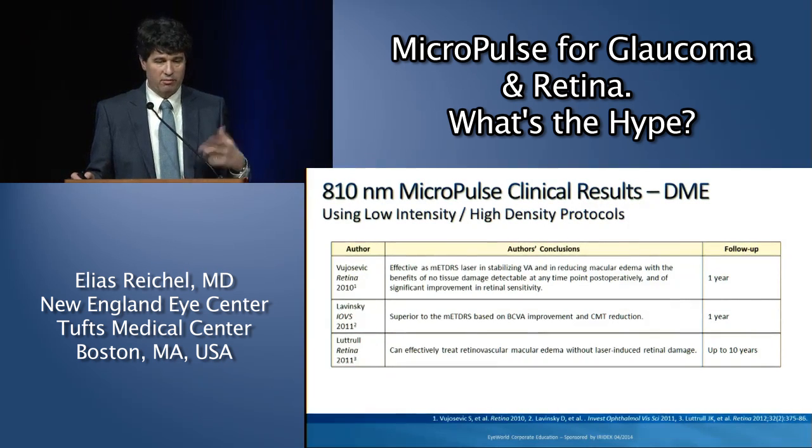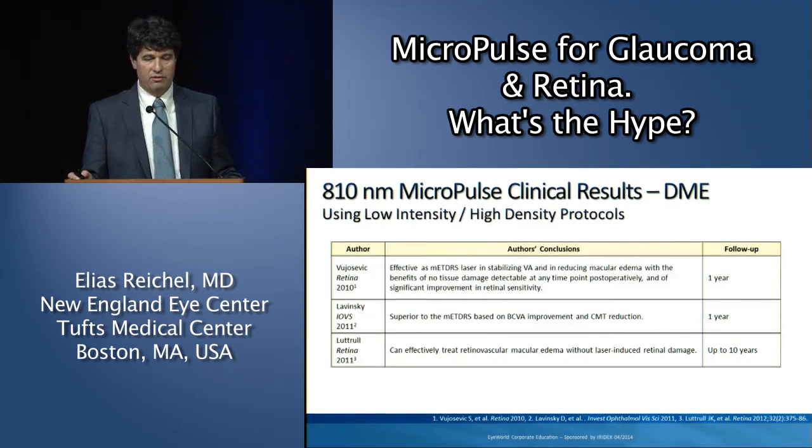So some of the other protocols that people have looked at, these are basically large case series. We talked about the Retina 2010. Levinsky looked at modified ETDRS versus micropulsing, and they saw improvement in visual acuity relative to modified ETDRS, as well as central macular thickness reduction. The follow-up in that study was a year.